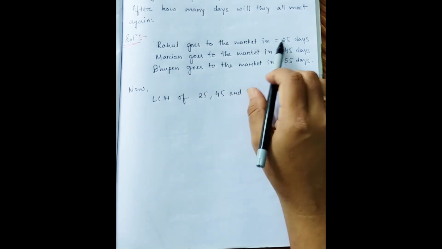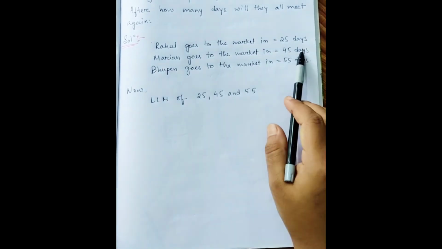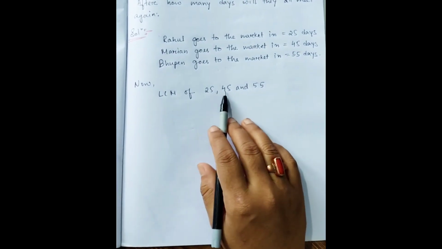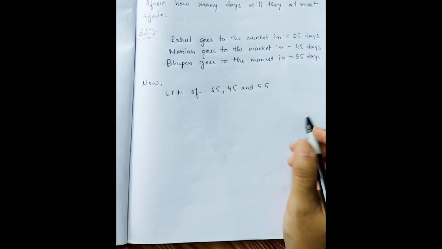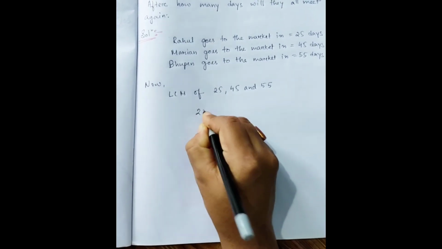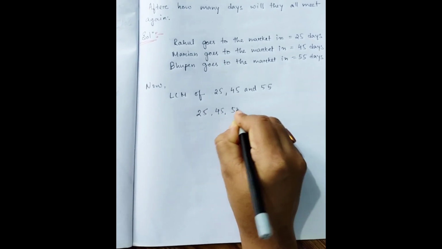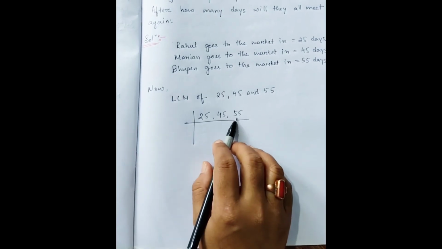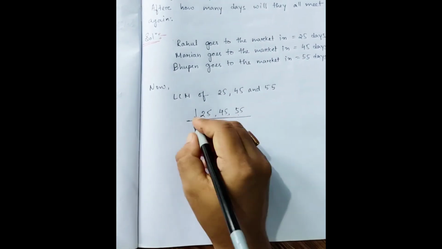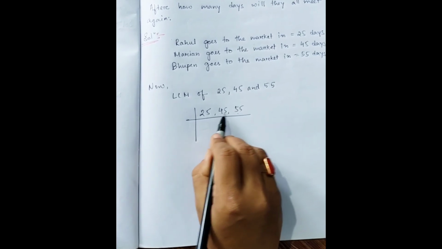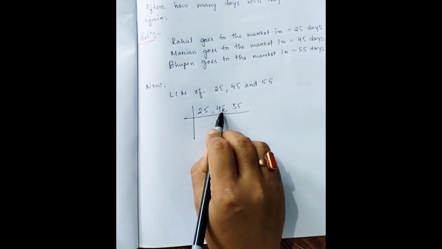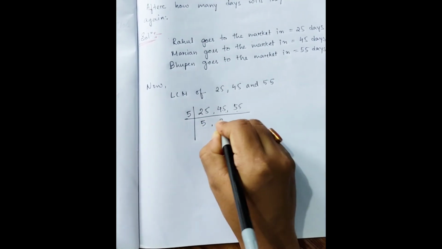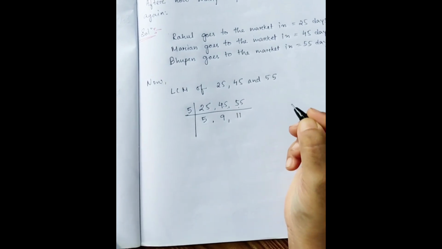So Rahul goes to the market in 25 days, Marian goes to the market in 45 days, and Bhupen goes to the market in 55 days. Now we will find the LCM of 25, 45 and 55. So we will do the division method, then it will be easy. Here 25, 45 and 55 you can divide by 5, all the numbers. See here you can divide 45 by 3, only one number you can divide by 3, that's why we will not do that, we will divide all the 3 numbers by 5. So 5 5s are 25, 5 9s are 45 and 5 11s are 55.